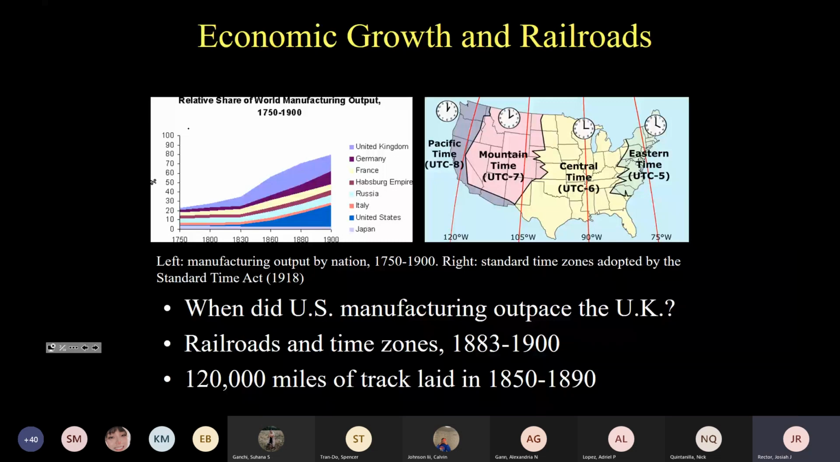If you look at the overall U.S. economy, the output in goods and services in the U.S. is about $9 billion in 1860. In 1890, it's $37 billion. So the economy grows 4 times in size in the late 19th century. And railroads are at the heart of it.